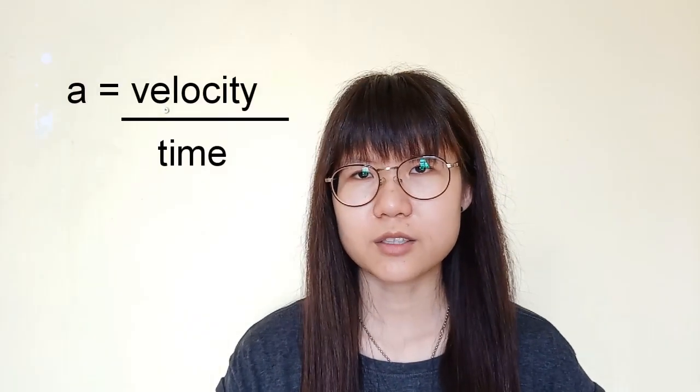Fourth formula, acceleration equals velocity over time. Number five, W equals Fs. W is work done, F is force, and S is displacement in the direction of the force. So if the displacement is not in the direction of the force, then the work done will be zero.